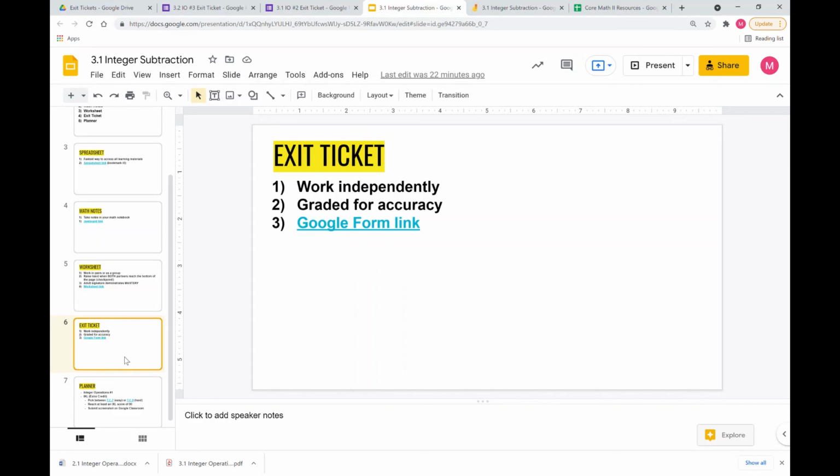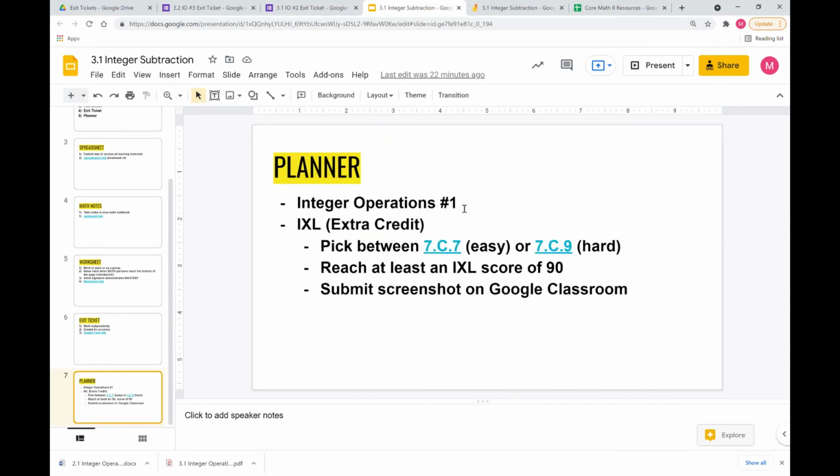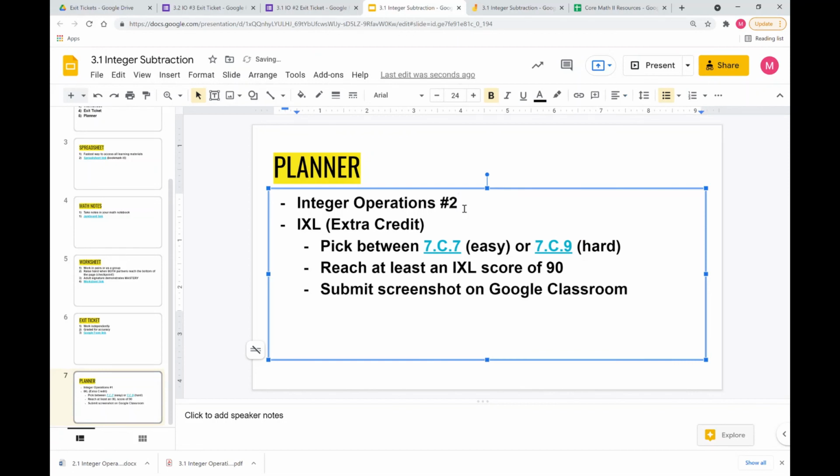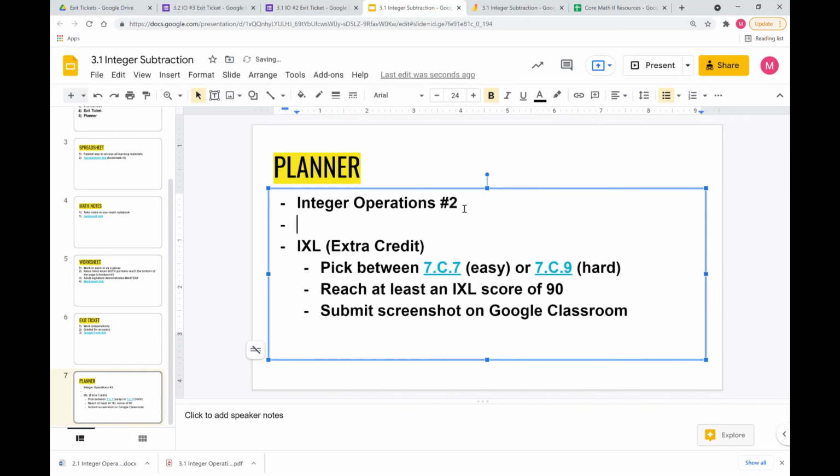If you're not done with the worksheet, but you think that you've gone far enough to do the exit ticket, then go ahead and do the exit ticket. I would say far enough is at least half the page. It is graded for accuracy. Please make sure you fill out the Google form. And in your planner, please write down integer operations number 2 and the exit ticket for today, 3.1.